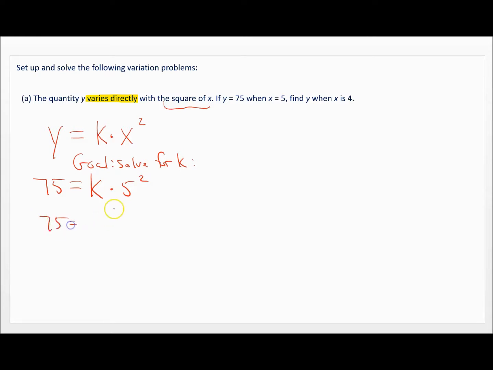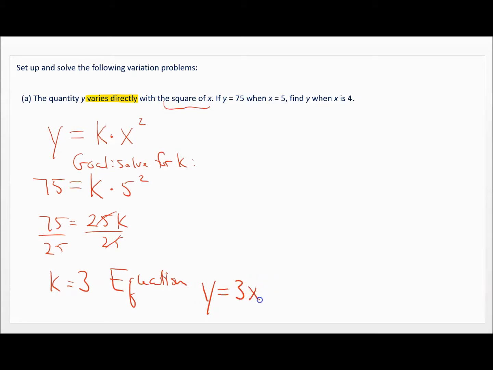So 75 is equal to k times 5 squared, which is 25, so really 25k, right? If I solve for k, I'm going to divide both sides by 25, and I get k is equal to 75 divided by 25, which is 3. Which means the equation, remember the first step is to find the equation. Some homework, by the way, asks you for the equation only. And in that case, the equation is y equals 3, my k, and I leave the x squared. So that is your formula. That's the setup part.